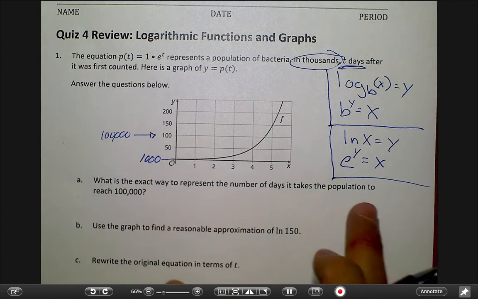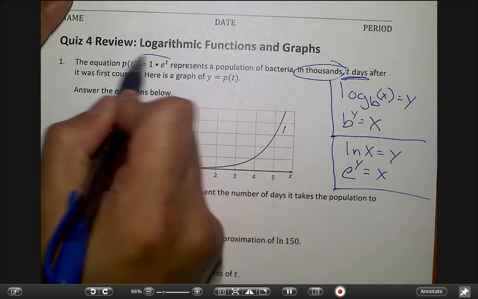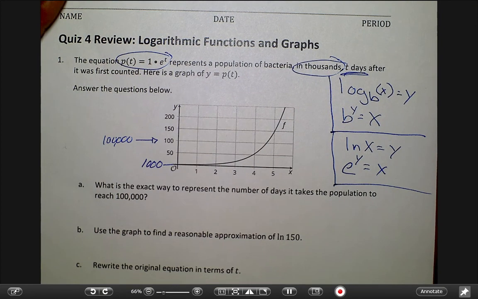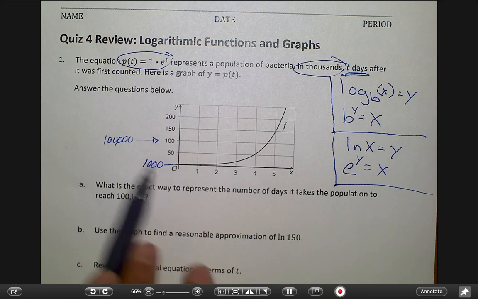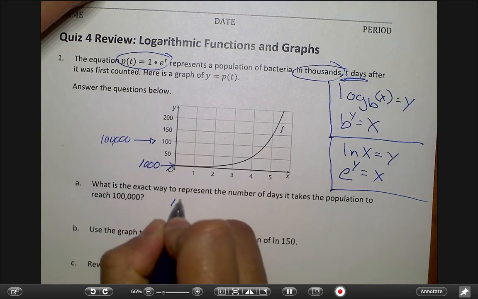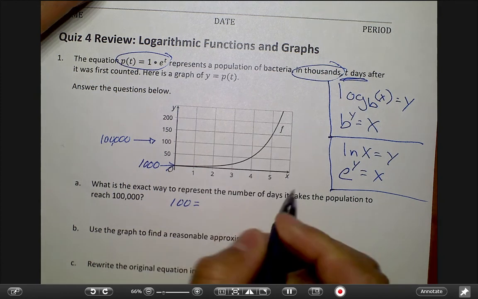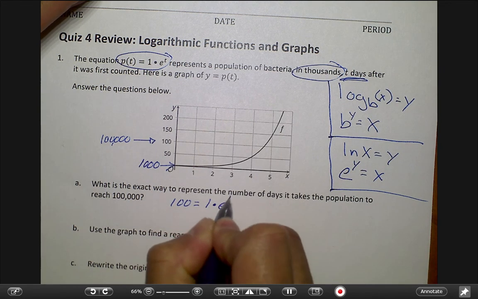Now let's see. If I'm going to use this equation right here, I need to set this equation to what value? Nope, not 100,000. 100. That's why I was starting with trying to explain what this is. Right, Brooklyn? Because I know that phone's going away, right? Thank you. So I'm going to say 100 is equal to my equation, which is 1 times e to the t.